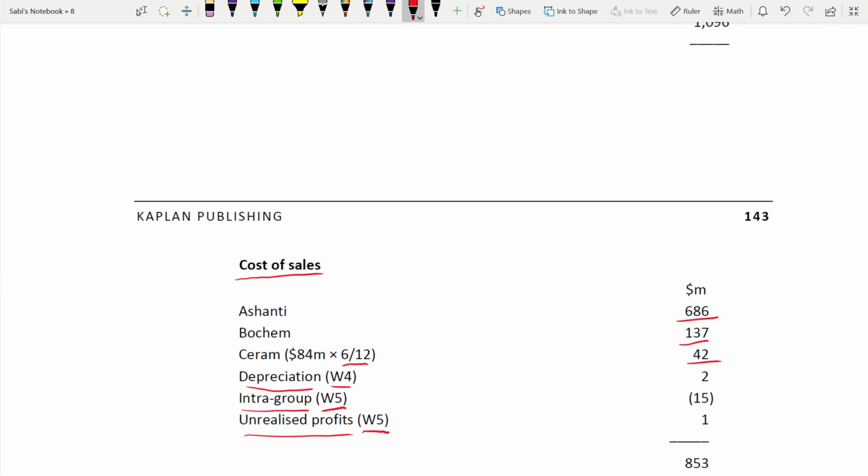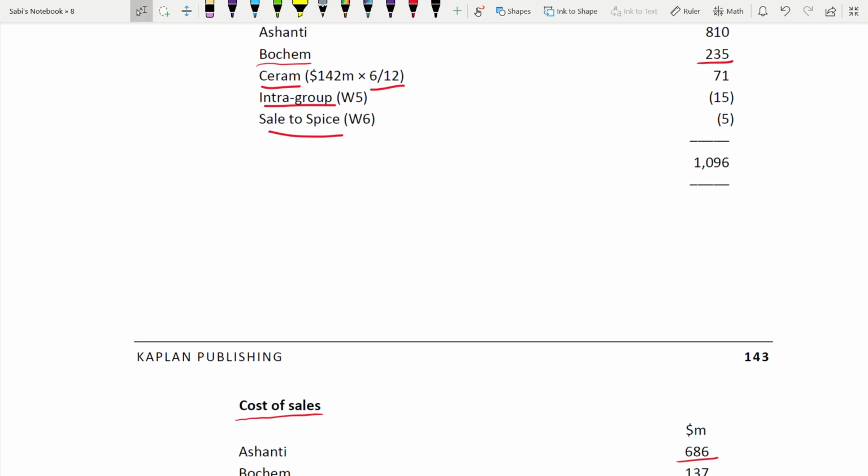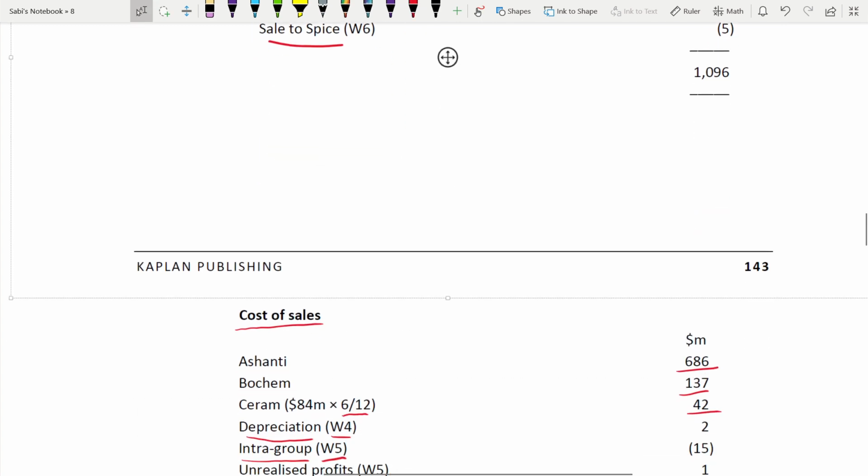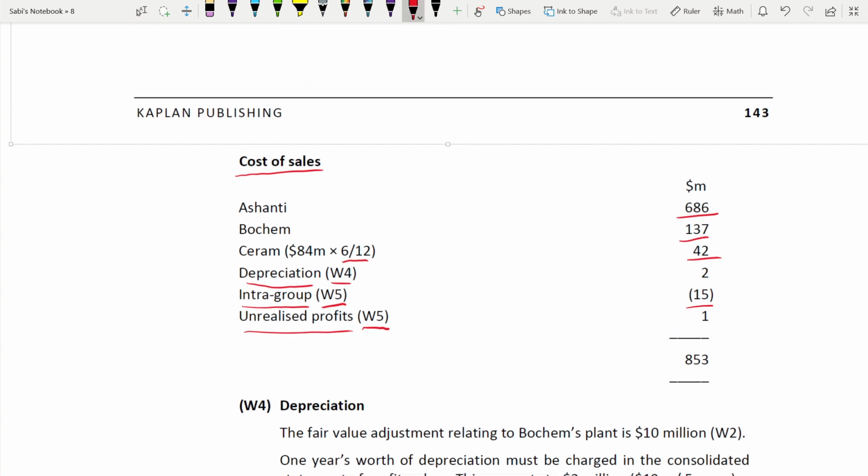And for depreciation, a separate working. Depreciation is added, by the way, because it is cost of sales, so depreciation is also a cost. It will increase your cost more and more. Unrealized profit is added because unrealized profit is also a cost. This unrealized profit also will increase your cost. But intra-group is eliminated, in the revenue also and in the cost of sales also. And if you see the intra-group, in both it is 15 and 15. In revenue it is 15, working 5, and even in the cost of sales it is 15, working 5.